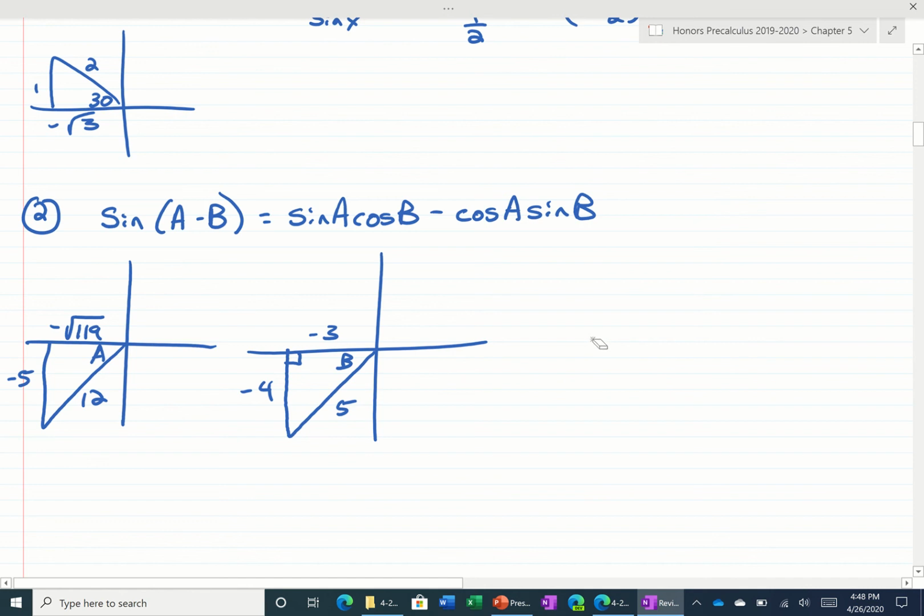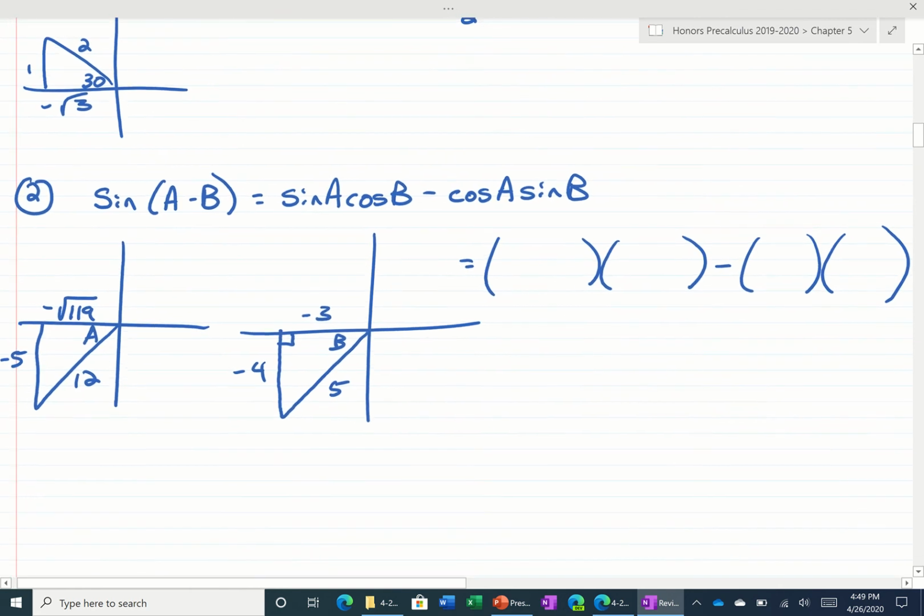All right, so now let's go ahead and plug into our formula. All right, so sine of A would be -5/12. Cosine of B is -3/5. Cosine of A is -√119/12. And sine of B is -4/5.